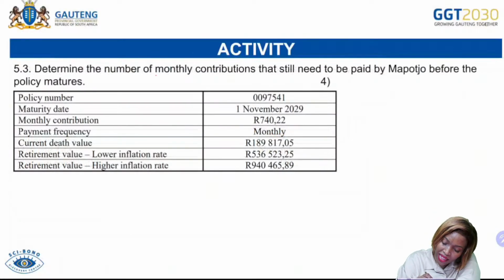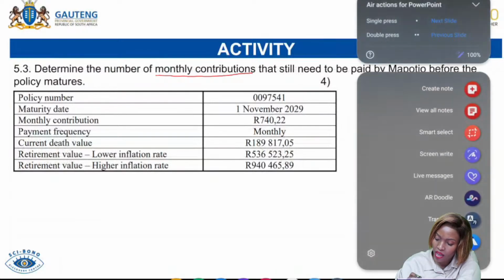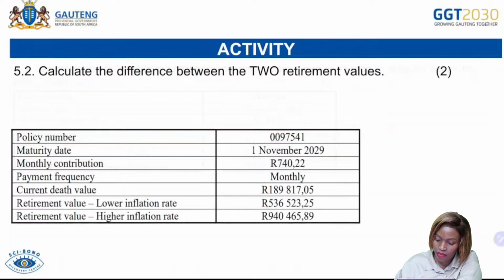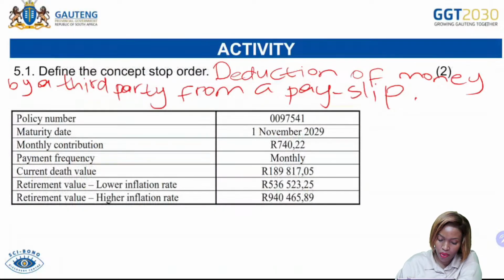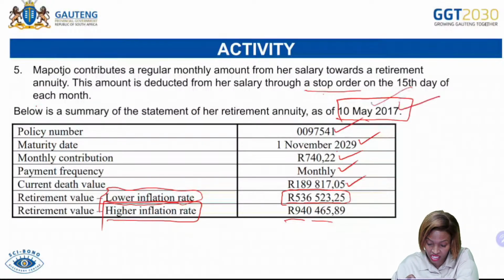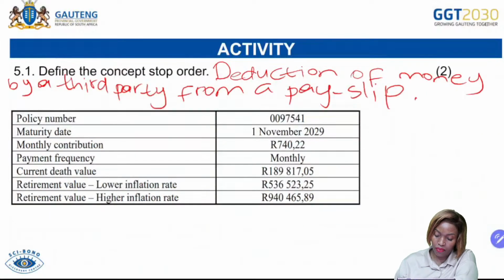Determine the number of monthly contributions that still needs to be paid by Mabojo before the policy matures. Remember, the month that she still has to pay, right now she's currently where? At month number, when she got the statement, it was what? Which month was it? I want the original question. It was May 2017. And when is it going to mature? In November 2019. So we want the number of months from May 2017 up to November 2029.